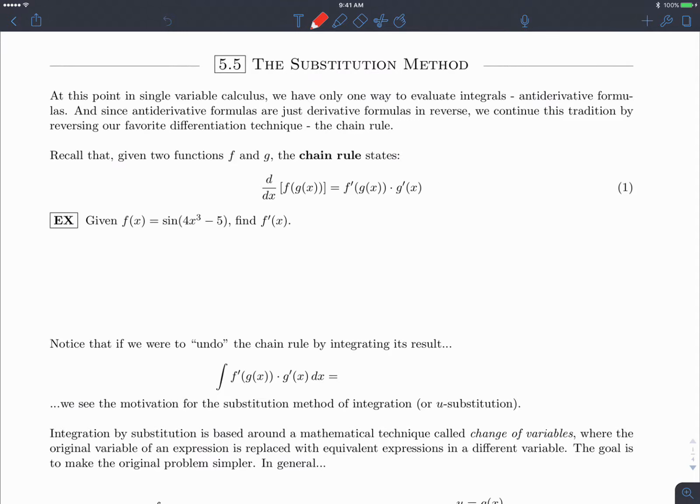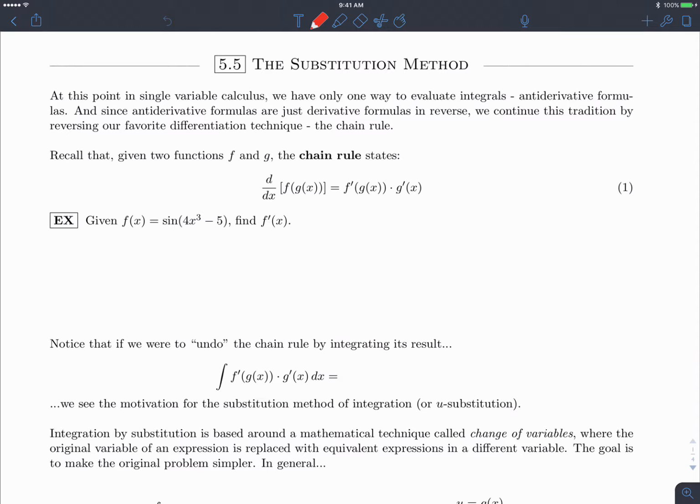Okay, so in this section, we're going to be discussing a method of integration that is going to build on the techniques that we have so far. At this point, really the only way that we have to evaluate integrals is to use the antiderivative formulas that we learned previously. So we're going to build on that and come up with an integration technique that is essentially the reverse of the chain rule from differentiation.